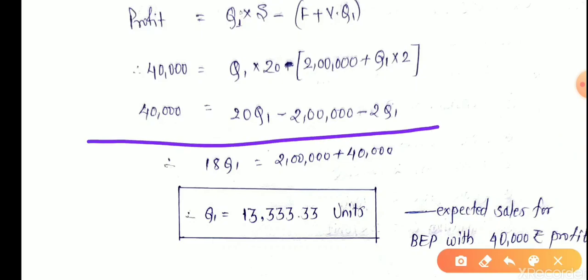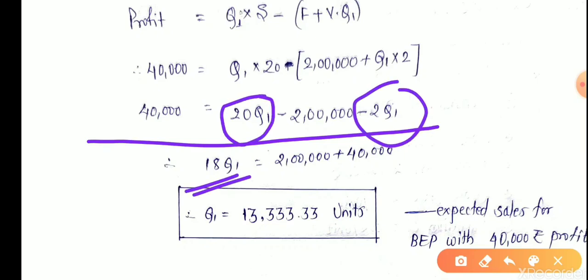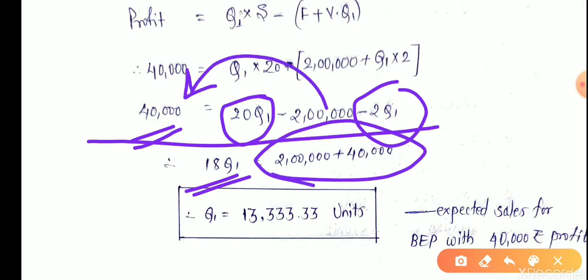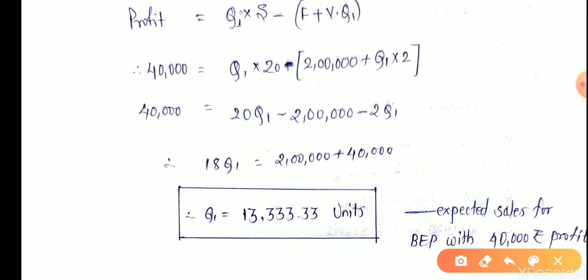Now 40,000 equal to 20 Q1, it may be Q or Q1, it gives the Q, meaning the number of units you have to sell. 20 Q1 minus 2 Q1 becomes 18 Q1. This 40,000 plus this 2 lakh becomes 2 lakh 40,000. Then 2 lakh 40,000 divided by 18 becomes Q.